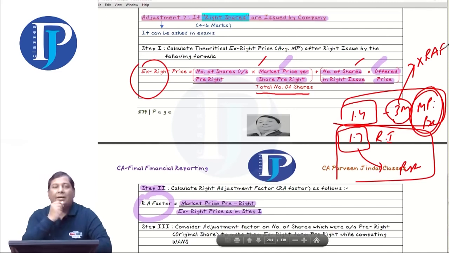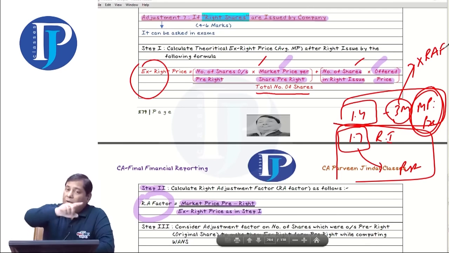Okay, the RA factor is calculated. Suppose the right issue is done on 1st October. It means shares were cum-right for 6 months and after that became ex-right. You cannot include the cum-right and ex-right in the weighted average. Then what do we need to do? We need to convert the cum-right period to the ex-right period. The existing situation is ex-right. So if you multiply the old 6 months with the RA factor, then you account for the variation.